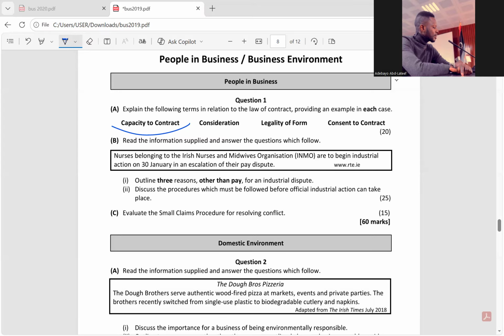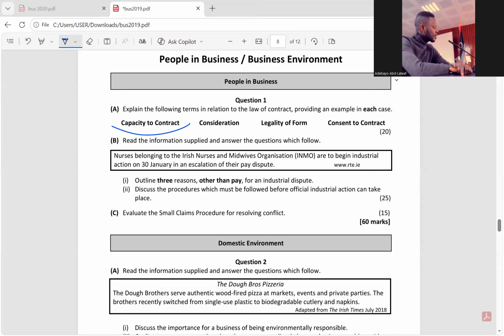And a bankrupt person, someone that has been pronounced bankrupt, he doesn't have any money. So why do you want to go into contract with that person? So these are the only people that don't have the capacity to contract. Aside these people I've mentioned, the rest of the people have the capacity to contract. And what is capacity to contract? You have the legal right to go into a contract. I think capacity to contract is clear.